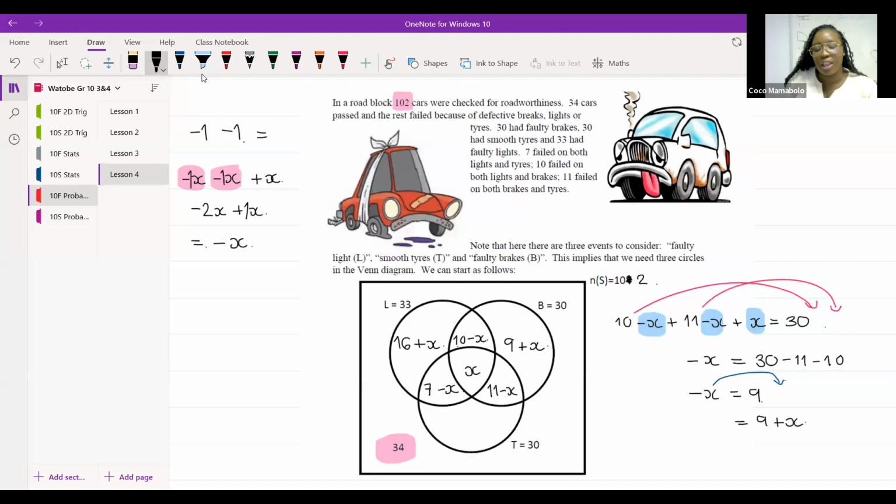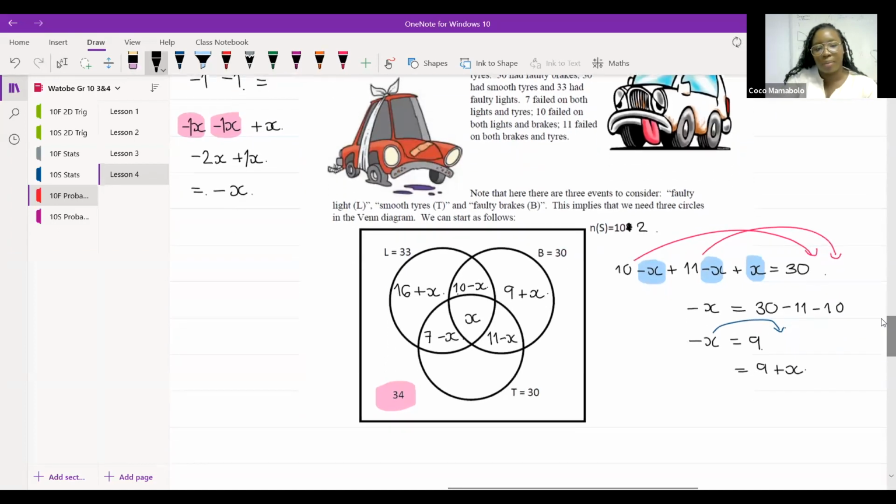Now you have to give me the equation for that last part. Okay. So it's going to be 7 minus x. Good. Plus 11 minus x. Plus x is equal to 30. Must equal 30. Beautiful.